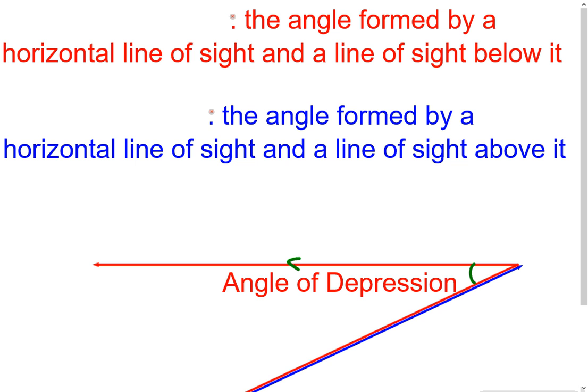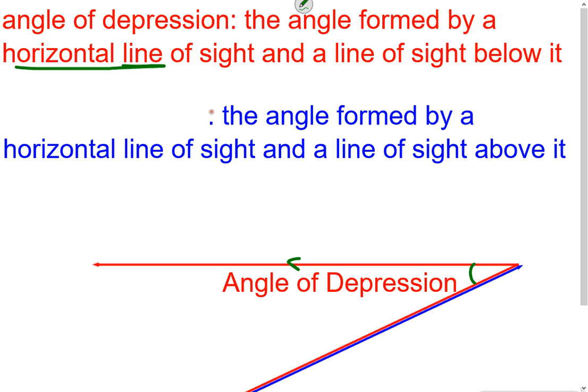So my first one says it's the angle formed by a horizontal line of sight and a line of sight below it. That is going to be referred to as the angle of depression. And I look at this and there are a couple of very important pieces. This angle is created by a horizontal line and a line of sight below it.